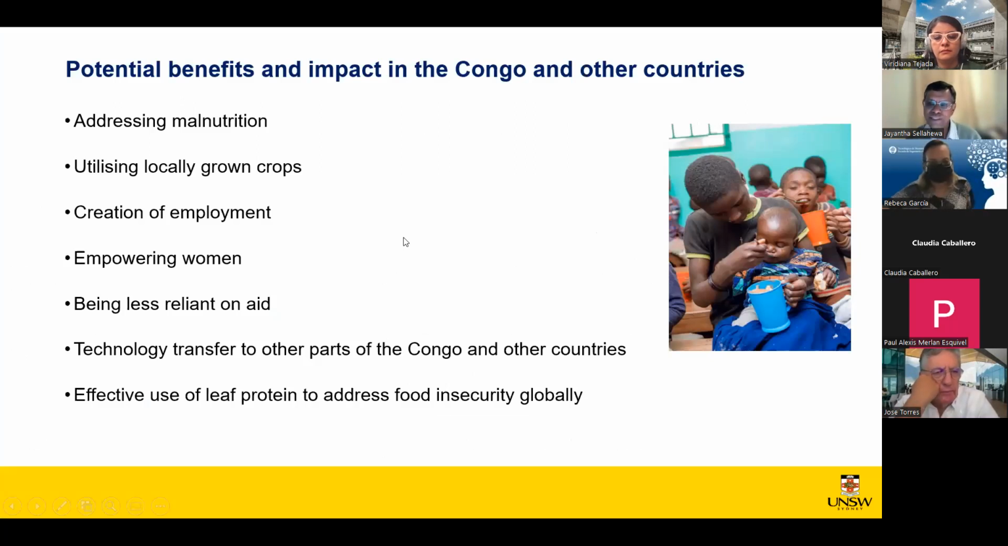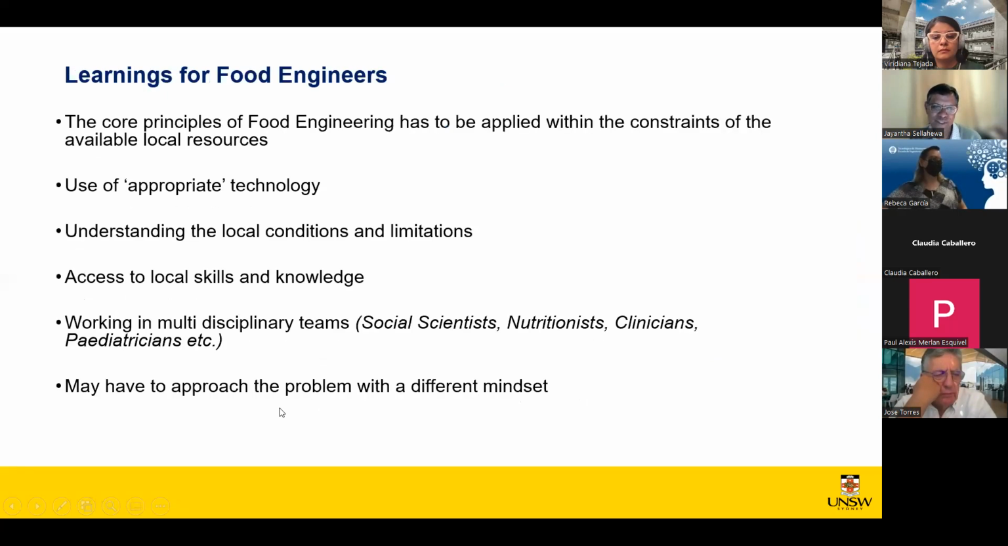So what are the benefits if the project is successful? You can see the impact is immense. We can address malnutrition. We can use locally grown crops, all the things I referred to earlier. You can create employment, empower women, and be less reliant on aid. And if successful, this technology could be transferred to other parts of Congo and indeed to other countries, and utilize leaves as a source of protein to address food insecurity.